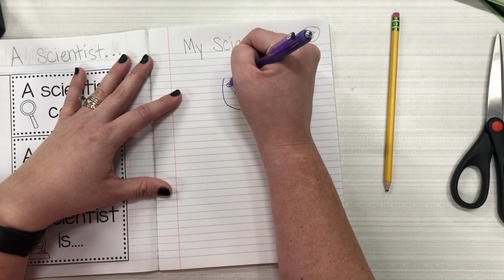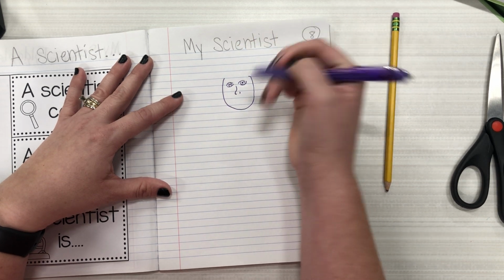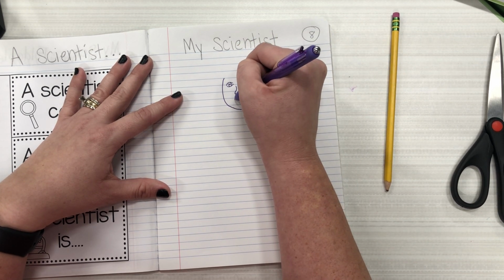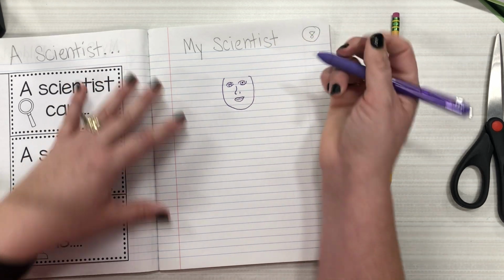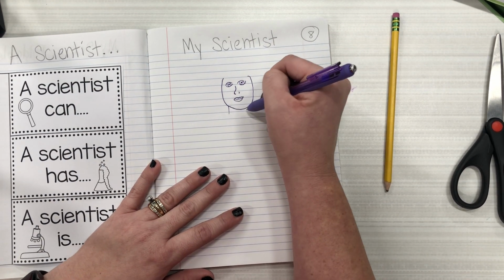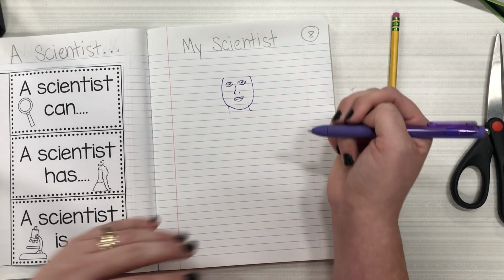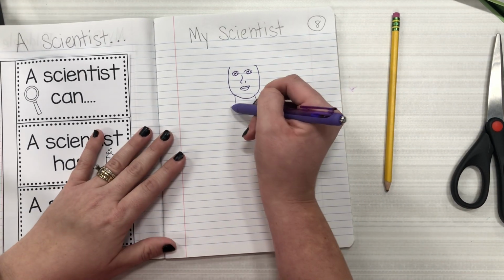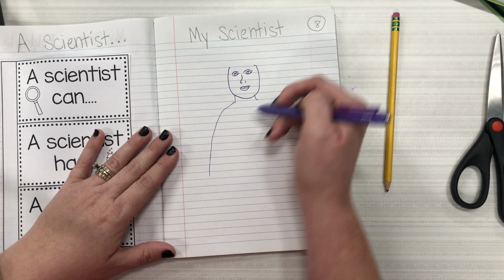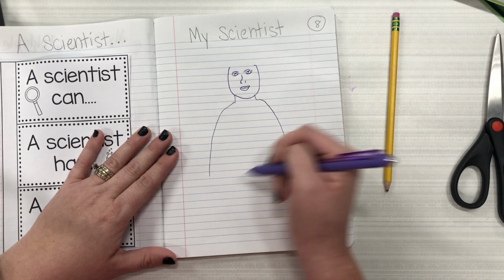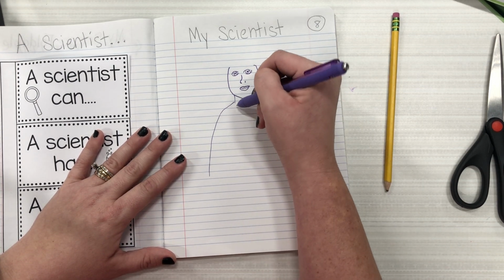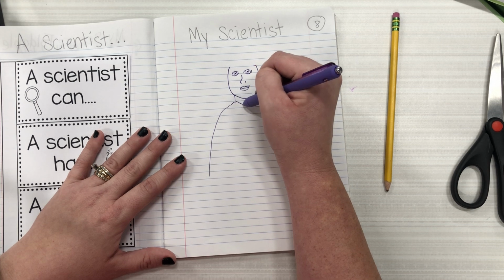And I can fill in with color in just a minute. We can say there is Mrs. Ling's mouth, smiling. I'm going to add hair later, so just know that it's not hairless. Then I'm going to draw maybe myself in what I would be wearing as a scientist in our science labs.